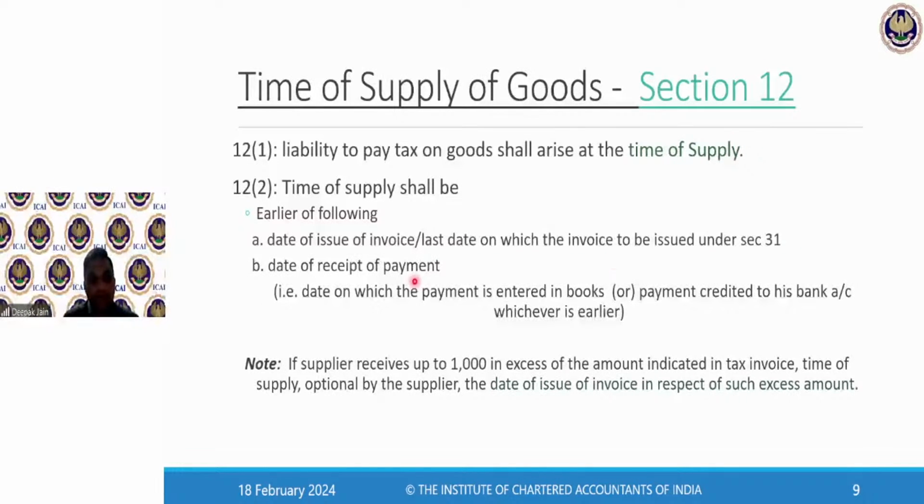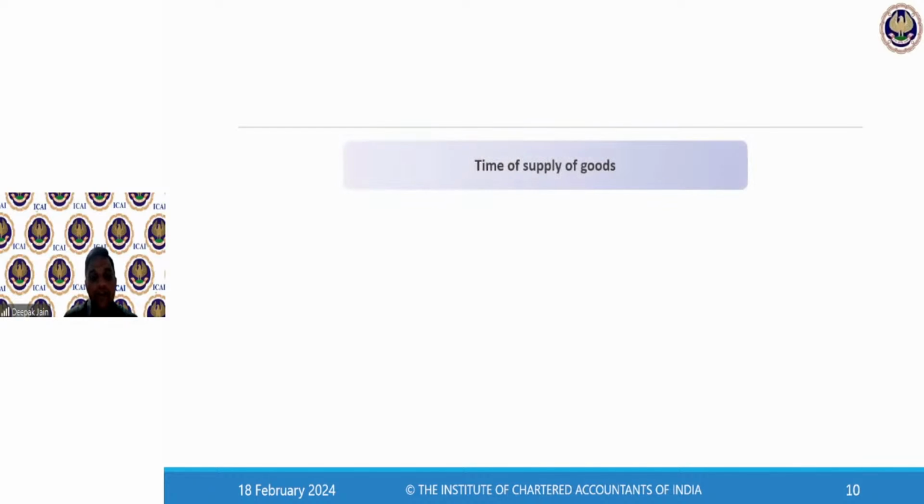That is, either issue of invoice or receipt of payment, whichever is earlier. Now, on this note, we'll come later. So this is the first point. When is the time of supply of goods? Issue of invoice or the last day when I have to issue the invoice or the receipt of payment, whichever is earlier.